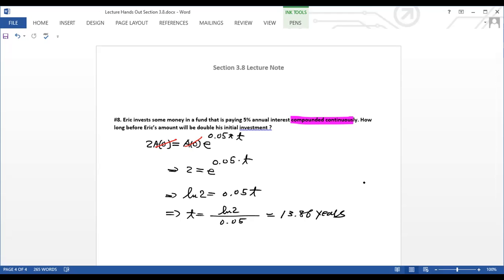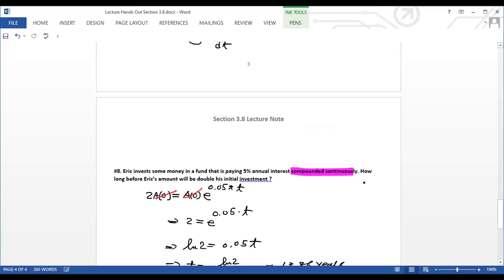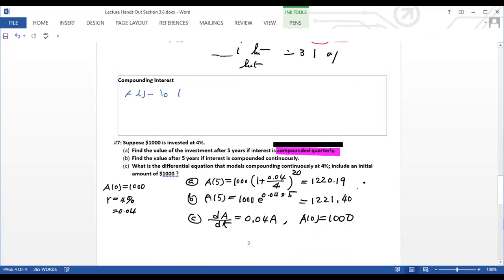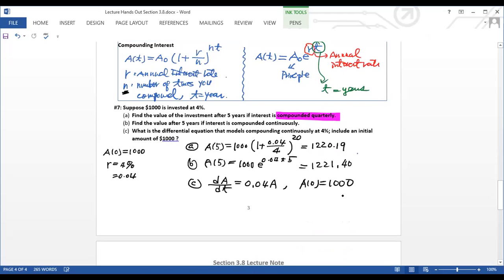Okay. Now, how do you use the formula? Let me show you. Remember, for the 1,000, compounding quarterly is 1220, and this is compounding continuously. I'm going to show you how to use the TI calculator to do that, and that would be an easy way to check your homework, right?